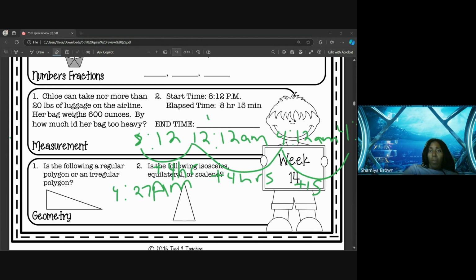So my end time would be 4:27 a.m. You have to understand what happened. It started at night, so it was close to bedtime, let's just say. And 8 hours and 15 minutes passed. So now it is 4:27 a.m. in the morning, almost time to get back up. So that's what that will be. And that is it for Wednesday night's homework.